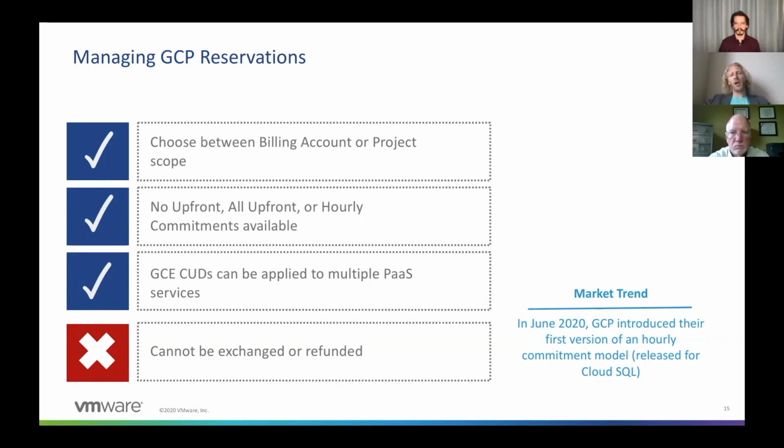The last thing to call out, which is the lack of flexibility, is the lack of exchanging or refunding. In AWS and Azure, you have the ability to exchange. In Azure, you have the ability to also refund. But in Google, once you have made a commitment to a specific instance family, you're committed to that instance family for the life of that commitment.